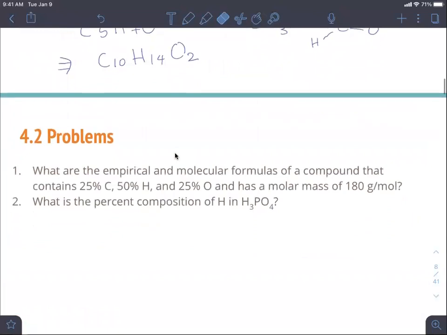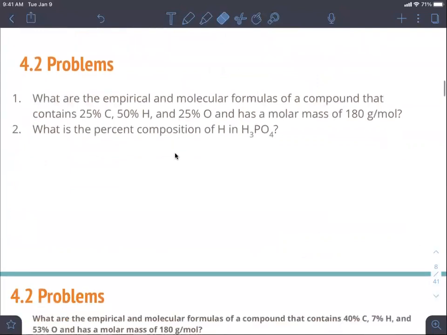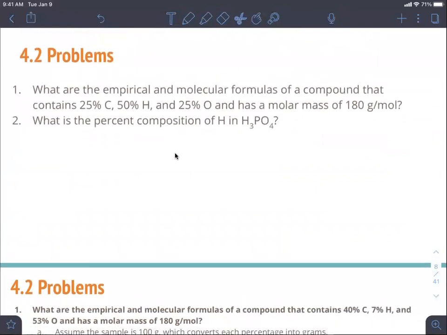Okay, so here are some problems on empirical and molecular formulas of a compound. These are actually not right. So this is the real question, down here. But I'll just change it here. So this is 40. This should be 40%. That should be 7. And this should be 53.